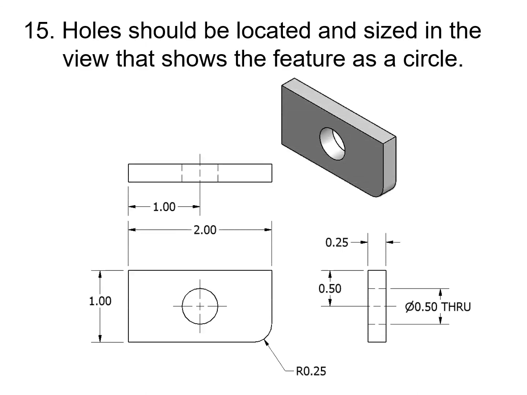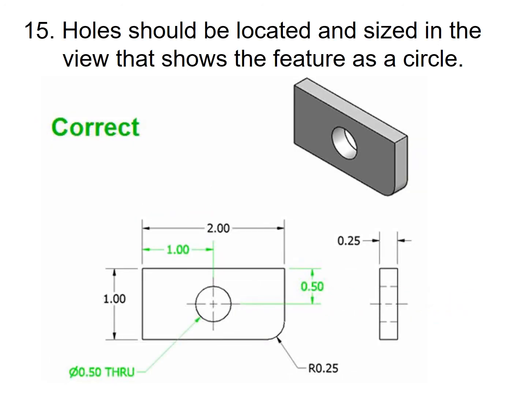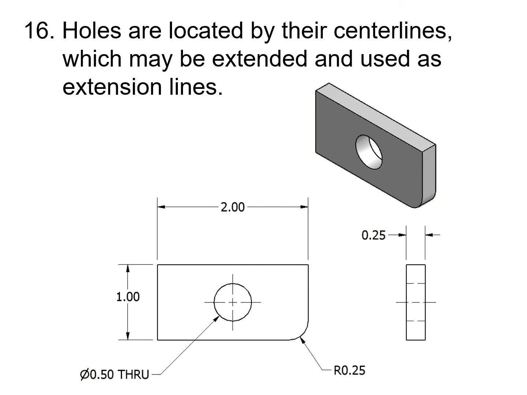Number 15, holes should be located and sized in the view that shows the feature as a circle. So you would not want to show where the center of that hole is as seen in this example here, nor the diameter as shown in the right side view in red. All those belong in the front view where the hole is actually seen, so you can better communicate the center location of that hole and also the size of that hole. Number 16, holes are located by their center lines, which may be extended and used as extension lines. So these center lines there can be extended and used as ways to dimension the location of the center of that hole.